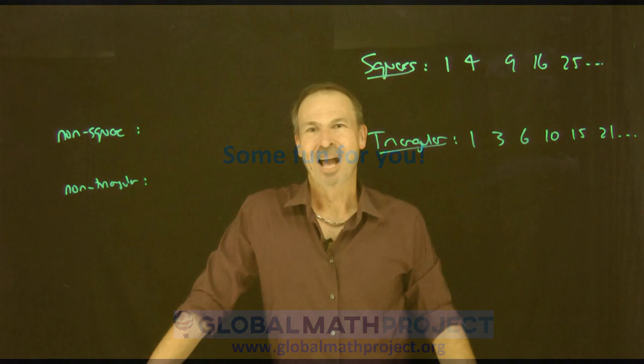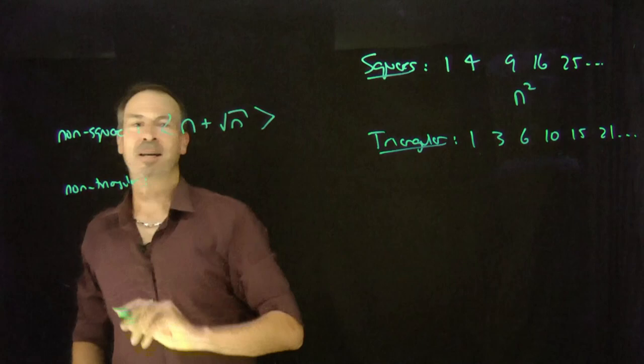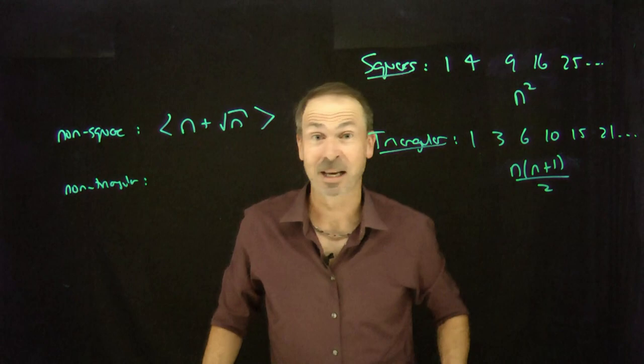Okay, here's some fun for you. The nth square number is given by n squared, fine. And we just saw the nth non-square number is given by n plus the square root of n, rounded up or down to the nearest integer. All right, your challenge. Here's the sequence of triangular numbers. The nth triangular number is given by n times n plus 1, all divided by 2. Can you follow the work we just did? In fact, it's kind of identical.